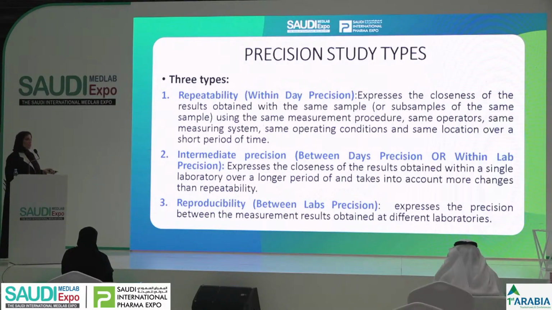Reproducibility is a newer one, and I was interested in this. Reproducibility is between-labs precision, which means I'm running the same sample between labs, not in one lab. Not everyone should do it, it's not a must, but this is new in the method validation concept.